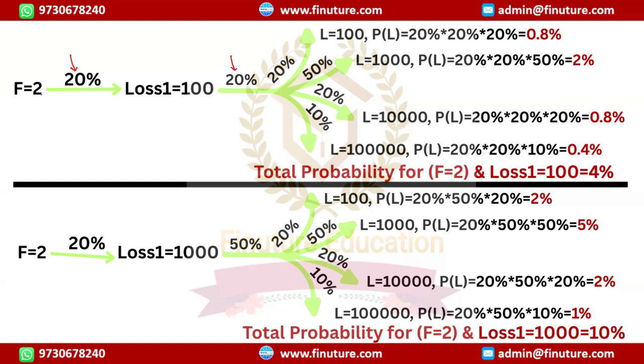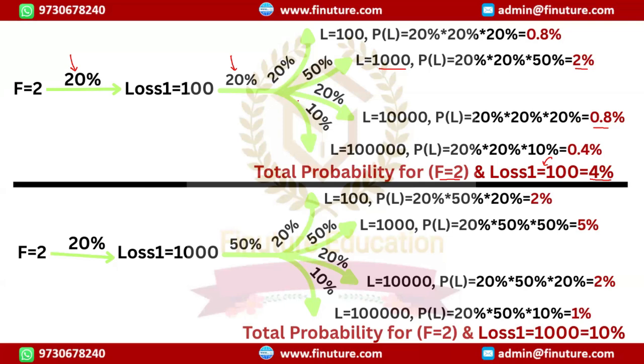Likewise, frequency 2, loss 100 and the second loss that is happening is 1,000. So 20, 20 and 50, you will get 2%. And likewise for 10,000, it would be 20, 20 and 20, which is 0.8%. For example, last, frequency 2, first loss is 100 and the second one is a big one, 100K, has a probability of 0.4%. So the total probability wherein frequency is 2 and the first loss is 100 comes to be 4%.